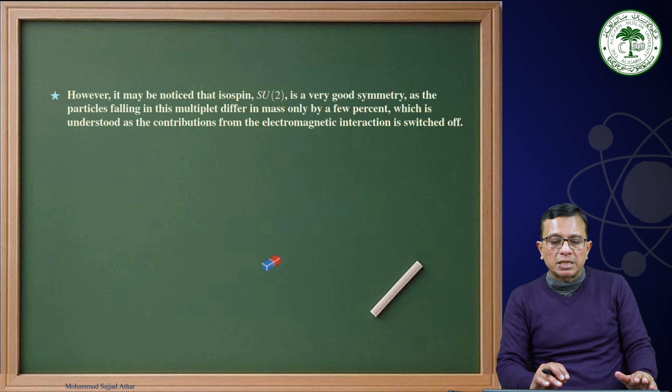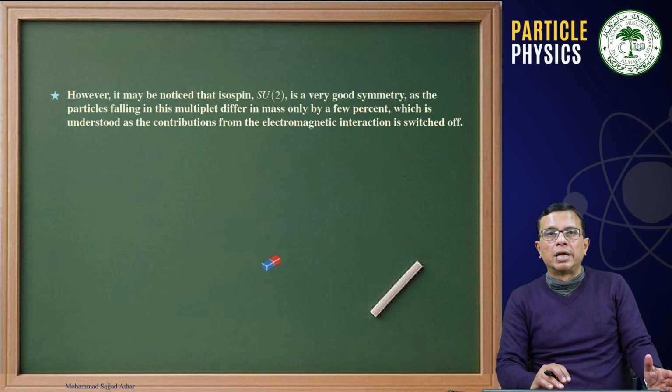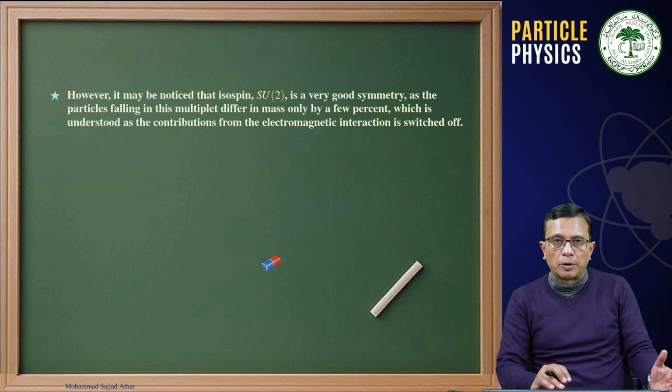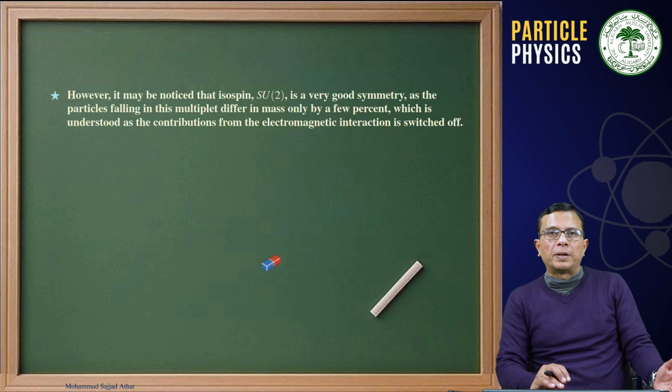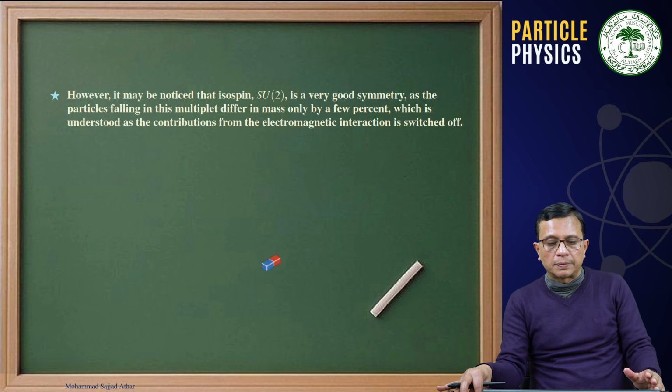However, it may be noticed that isospin SU2 is a very good symmetry, as the particles falling in this multiplet differ in mass only by a few percent, which is understood as the contributions from the electromagnetic interaction being switched off. Whether you talk about UD, proton-neutron, K plus K0, or any other particle like cascade 0 and cascade minus.